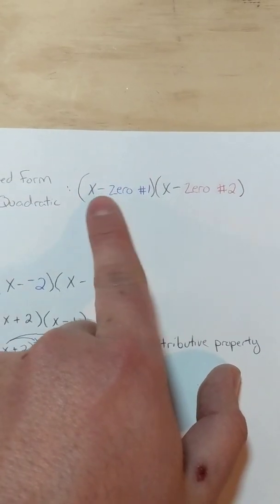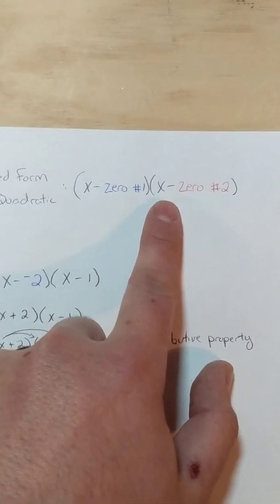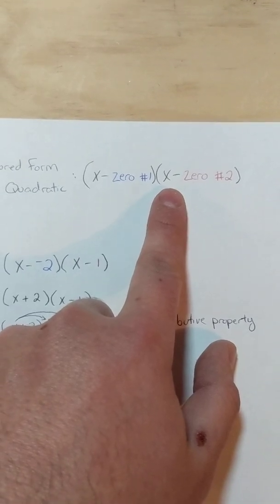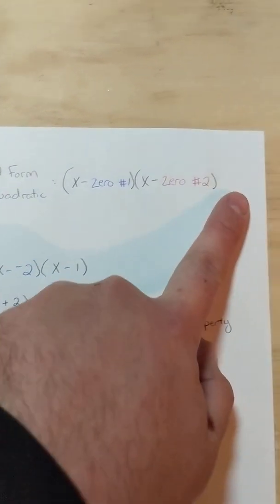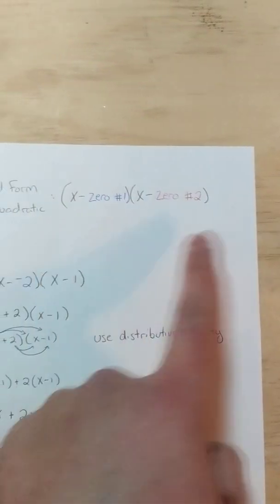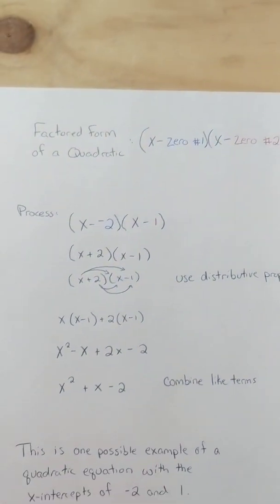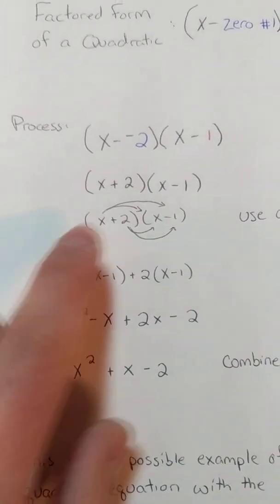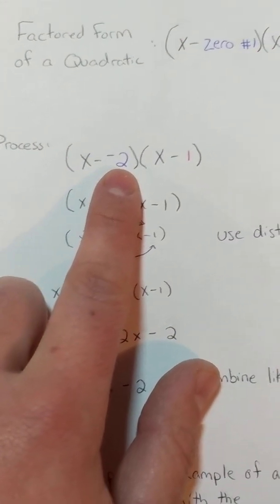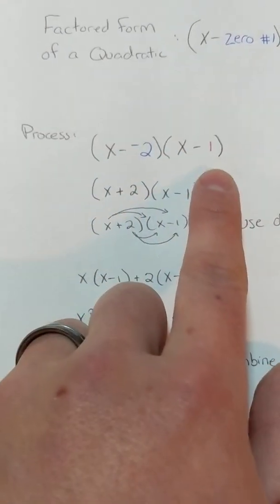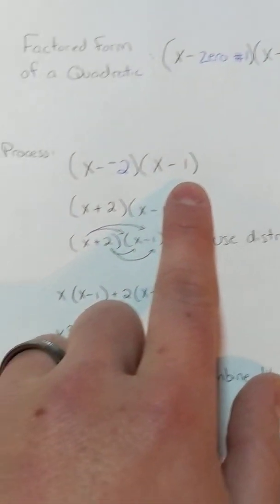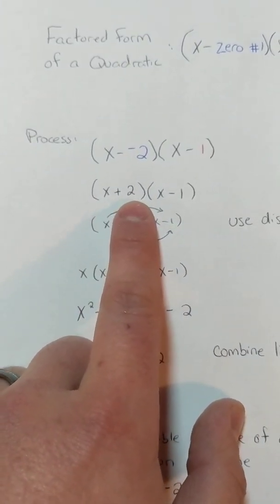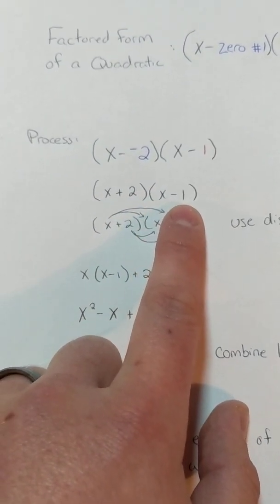Now since this is a quadratic, we're going to have two roots. If this was a cubic function or a quartic function, we would have 3 or 4 roots. That would be a polynomial. That's coming up later. For now, we'll just have 2 roots. So the first thing I did is I plugged in my -2 where the zero number 1 was, and then I plugged in my +1 where the zero number 2 would go. And then I rewrote it so I have x plus 2 and x minus 1.